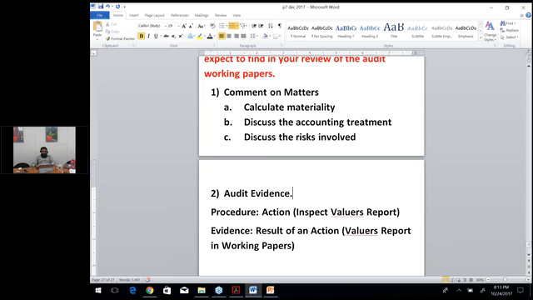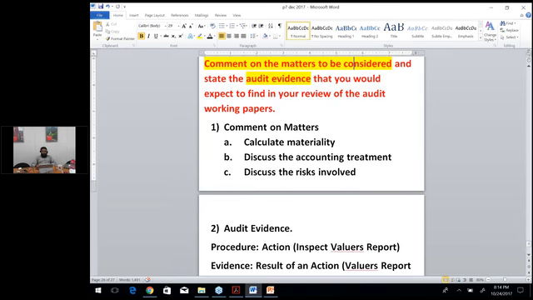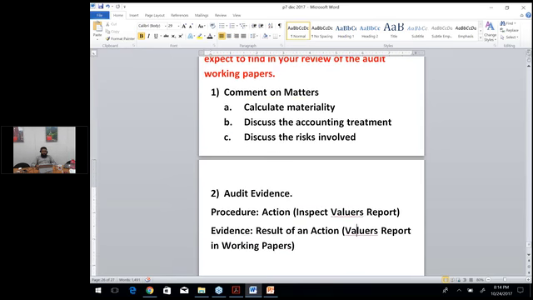So the procedures are the actions that you perform, and the evidence is the result of an action. If we say inspect valuer's report, that's a procedure. If we say evidence, the evidence we would expect to find is the valuer's report in the working papers. So if the question's requirement comes in that comment on the matters to be considered and state the audit evidence, this is how you're going to answer your question.